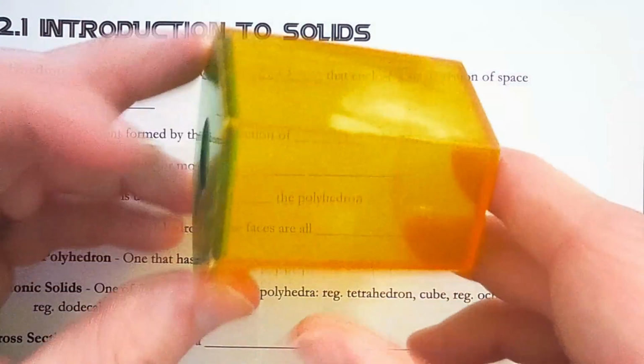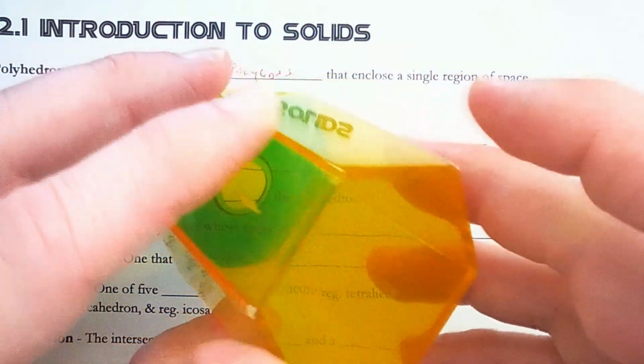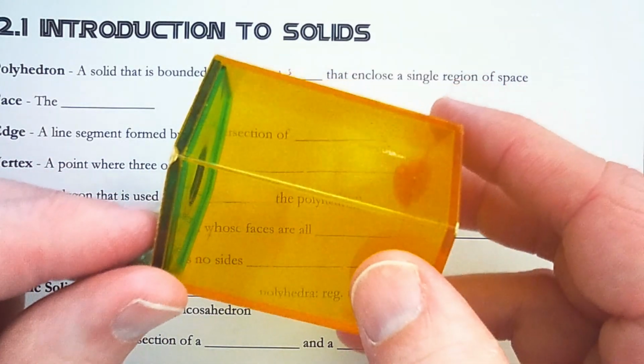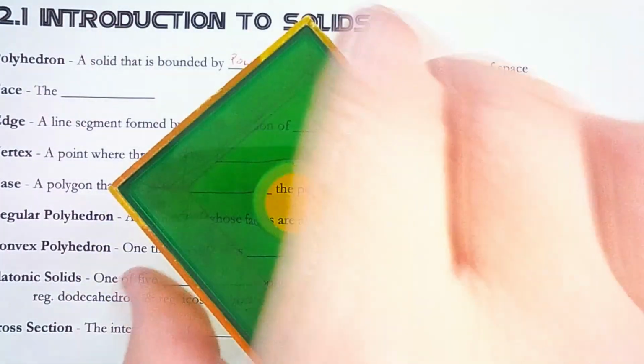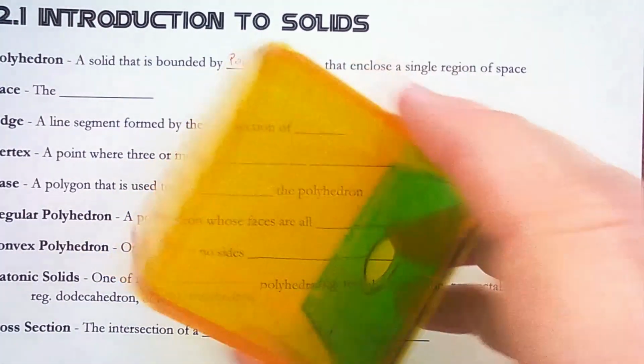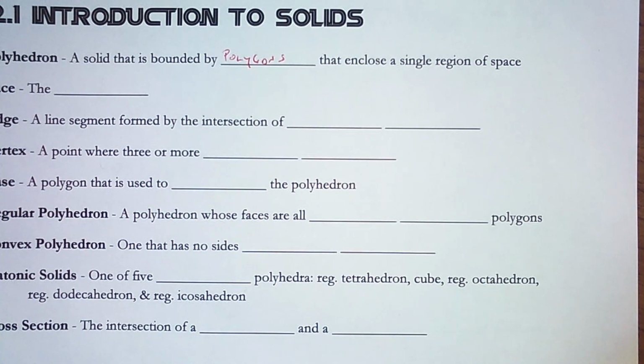Here's another prism. This prism has a base that is a hexagon. So this is a hexagonal prism. Okay, now I've got one more cube here. Okay, so everything is a square of the same size, so that's a cube. Now I'm going to show you a few things that are not polyhedra.